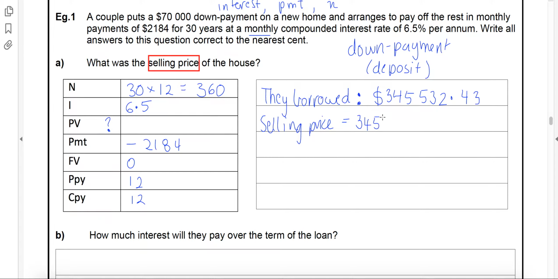So we're taking our amount borrowed from the bank. This is what they couldn't give straight away, plus the bit that they did give.